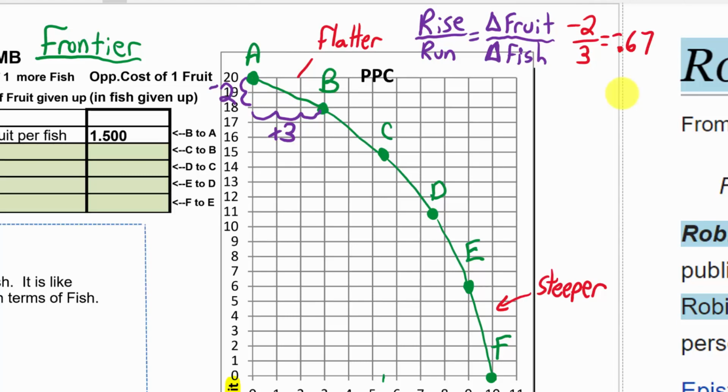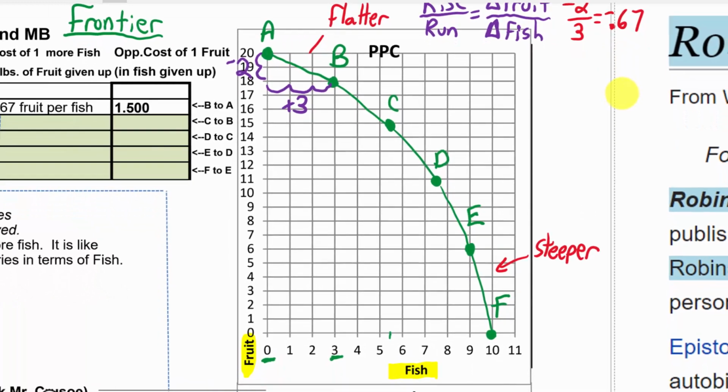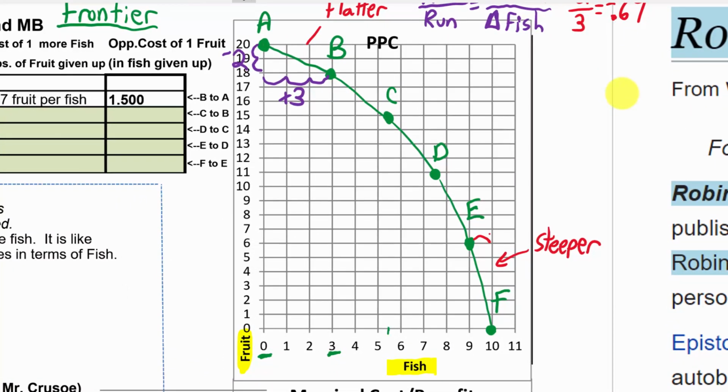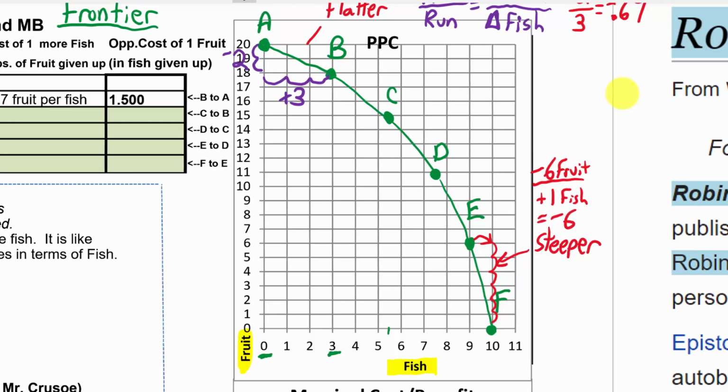Now, how does that compare to the slope when we go from E to F? When we go from E to F, we're going over 1. So that means that we're getting 1 more fish. So that's on the bottom, the change in fish, plus 1. And what are we losing? What are we giving up? Well, we're going down 1, 2, 3, 4, 5, 6 fruit. So we're losing 6 fruit. So the slope between E and F is minus 6 over 1, or minus 6.